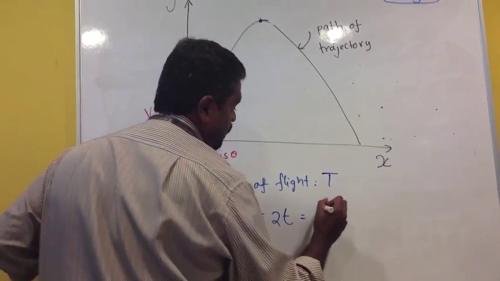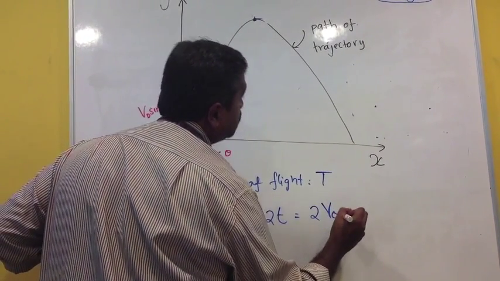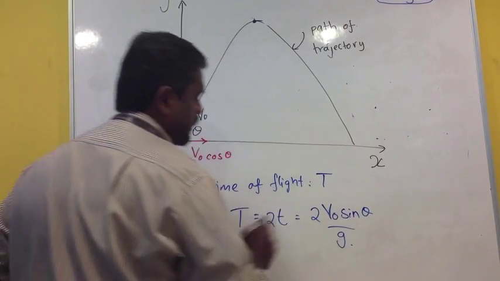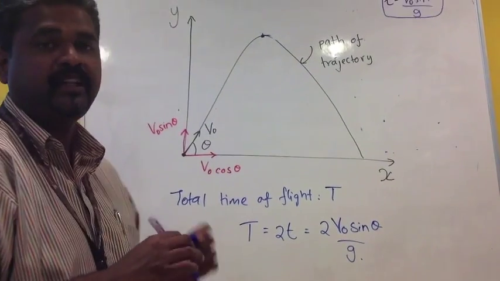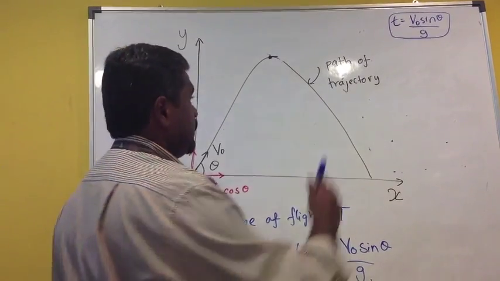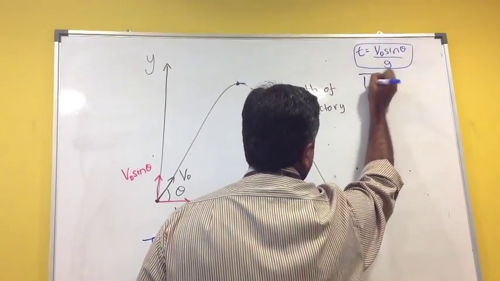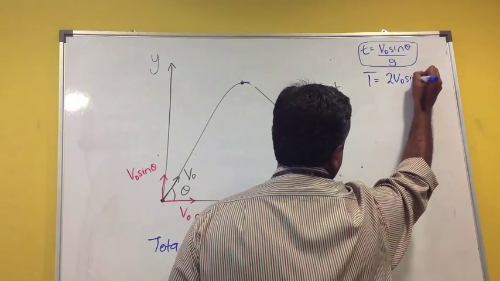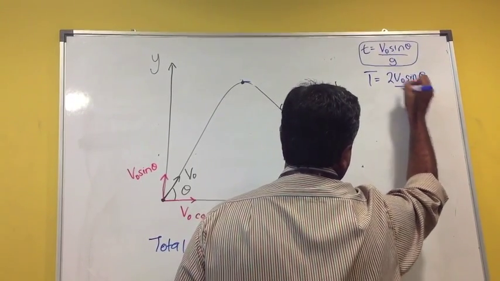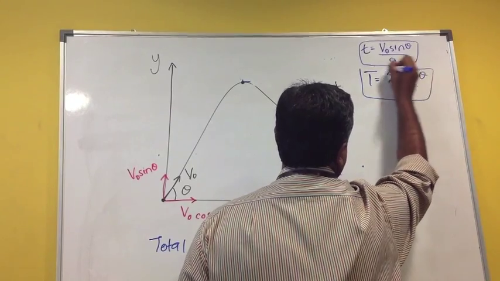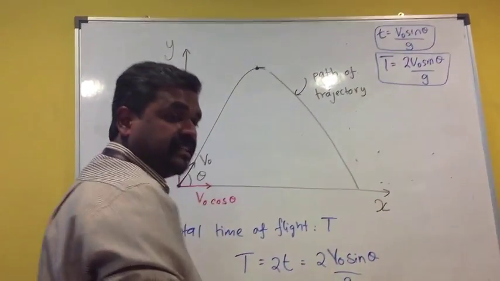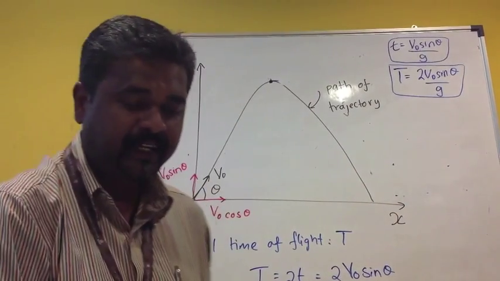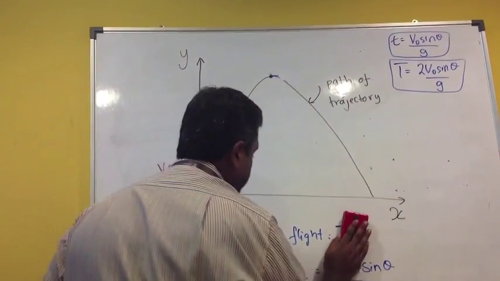Therefore, T equals 2v naught sine theta over g. And this is the second property of a projectile motion. So let's again write the result here. T equals 2v naught sine theta over g. So the first t is the time taken to reach its maximum height. The second T is the total time of flight. Now let's go for the third property.